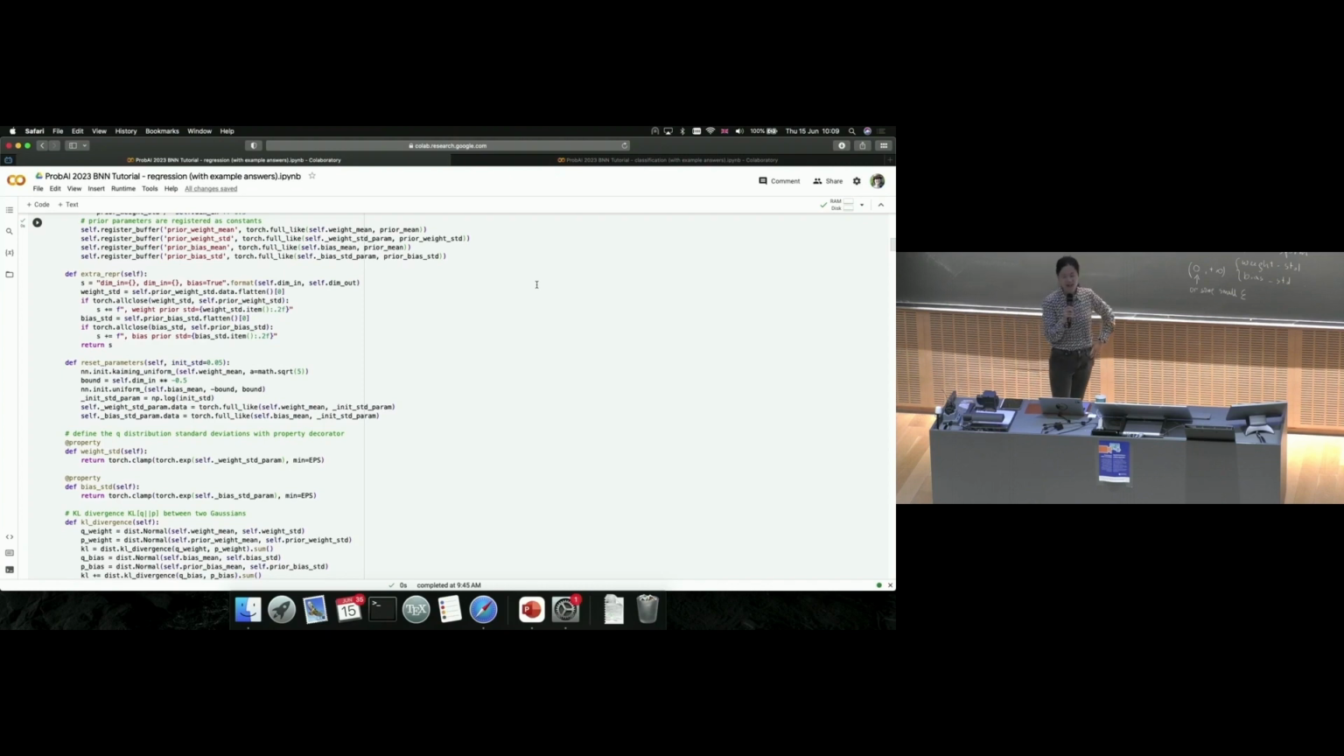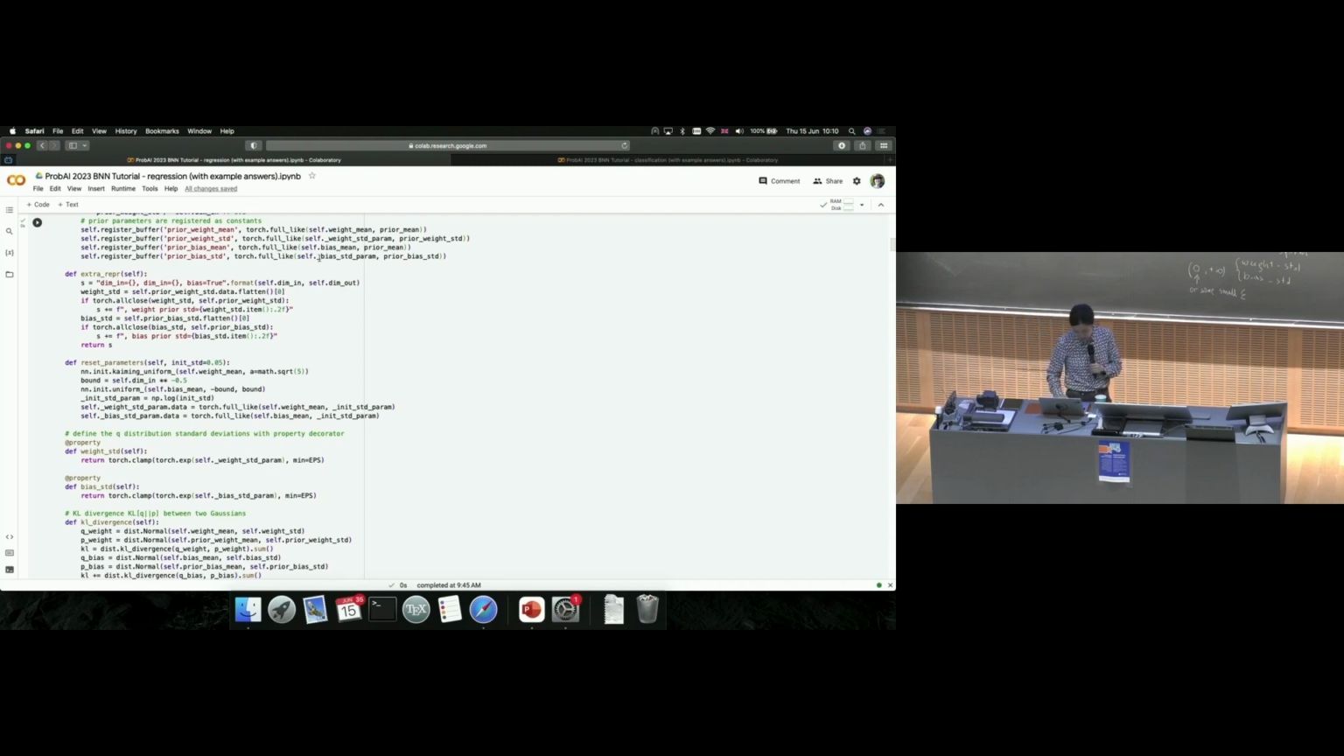So I said in the lecture that we are using a Gaussian distribution with some mean and some variance for our approximate posterior. But the variance there needs to be positive, so you cannot directly parameterize it. You need to actually parameterize some other parameters. We use these parameters here, and then transform them back to the actual standard deviation.